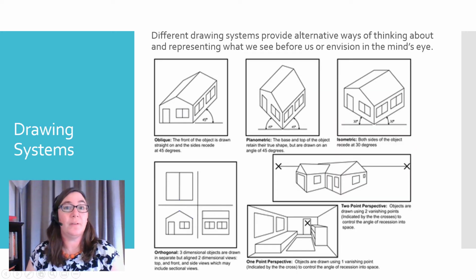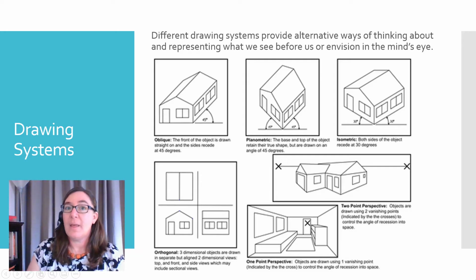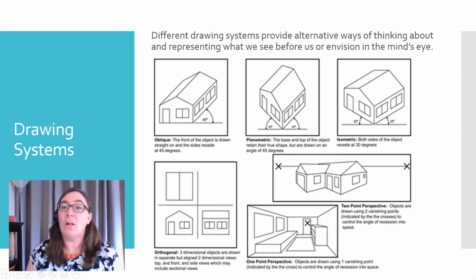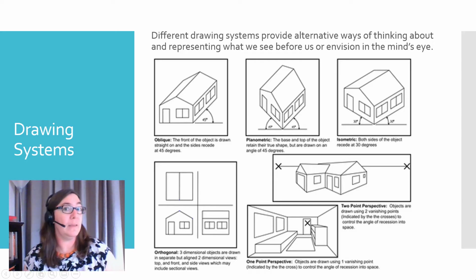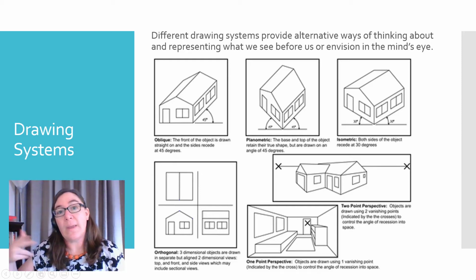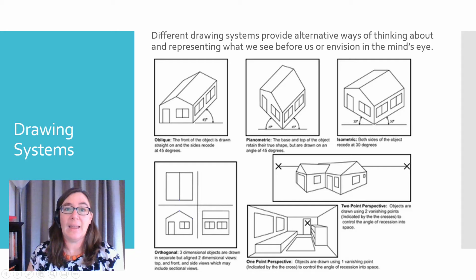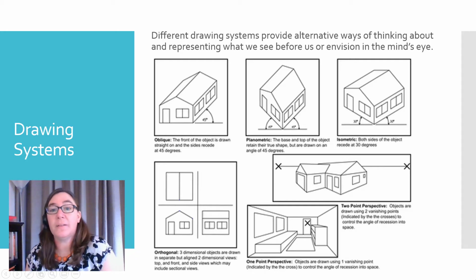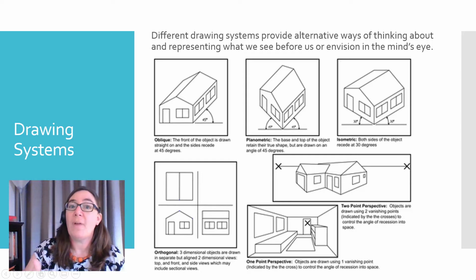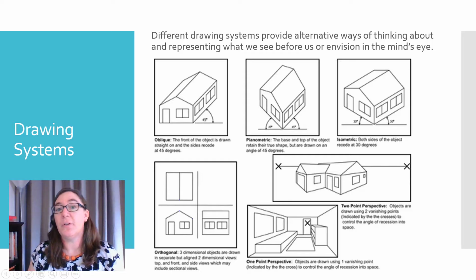Three-dimensional objects, such as buildings, can be portrayed using different drawing systems. These drawing systems provide alternate ways of thinking about and representing, and again, communicating what we see or what we envision in our mind's eye. So here we have an example of a simple building portrayed in several different drawing systems.